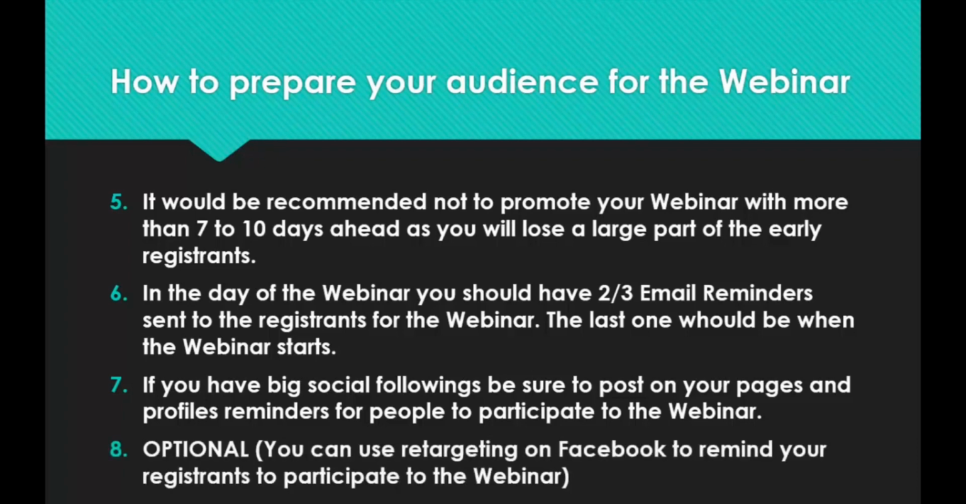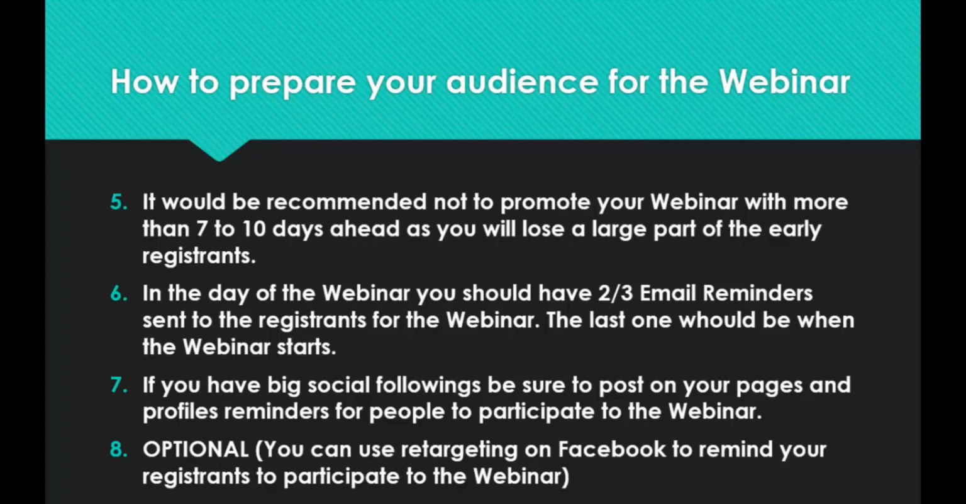Now, an optional thing that you can do, and a lot of people who are conducting webinars on the web right now are doing this successfully, is that they use retargeting, for example on Facebook, but you can use retargeting also on Google and other ad platforms. They are using retargeting on Facebook to remind their registrants to participate in the webinar. And this is something that you can do optionally, because you already remind them through the email sequence that you have created. But for example, 2 days before the actual webinar, you can start promoting an ad to the people that registered, in which you remind them to participate in the webinar.